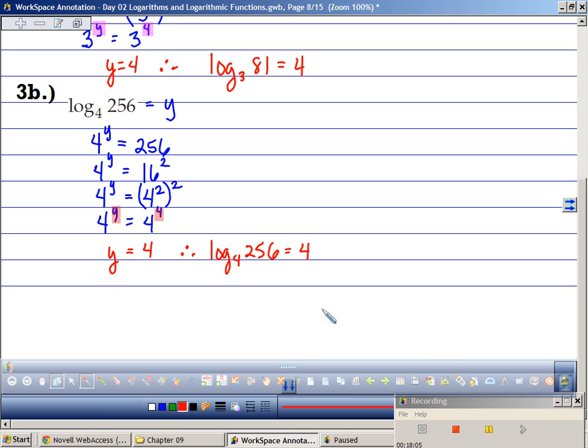Do you expect us to use the word therefore when we do it on the assessment? Unless you want to write therefore. That's a good point. Okay.